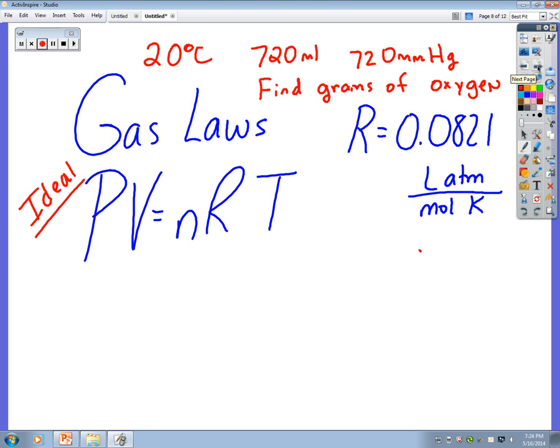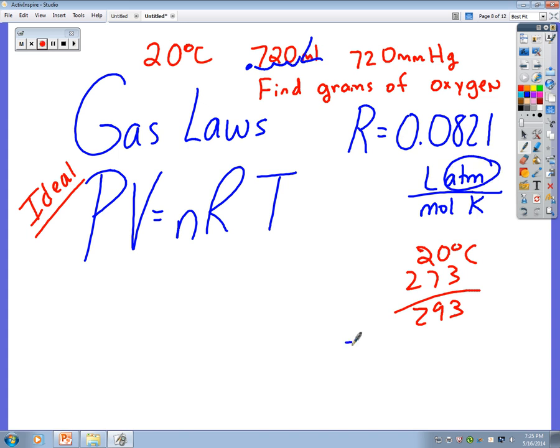So what do I have? I have 20 degrees Celsius. So I need to change 20 degrees Celsius to Kelvin. It's 293. All right, 720 milliliters. To change it to liters, I need to go 1, 2, 3. So it's 0.720 liters.